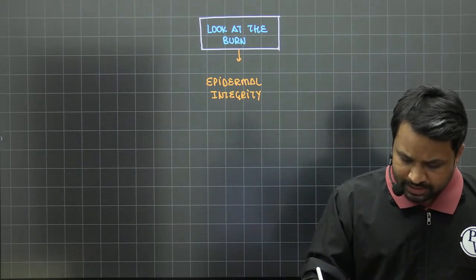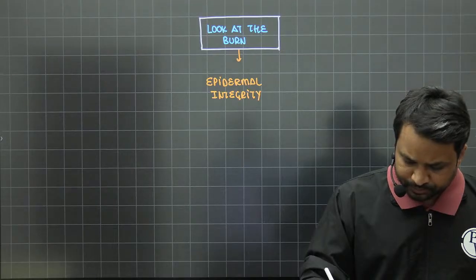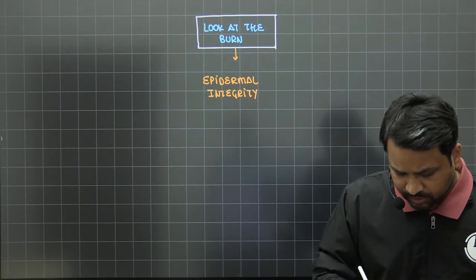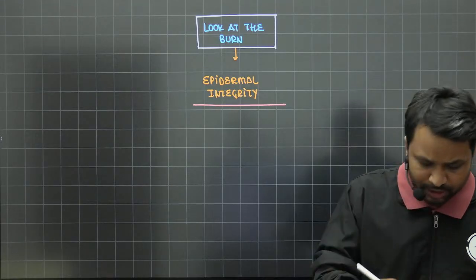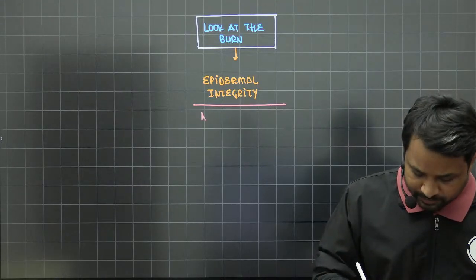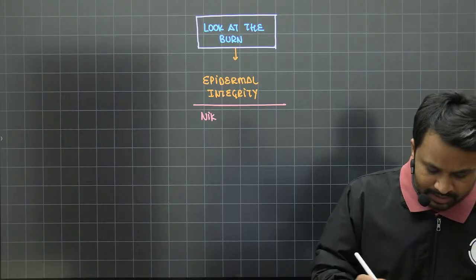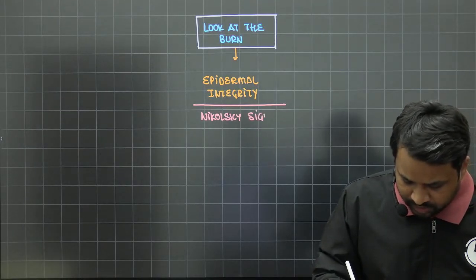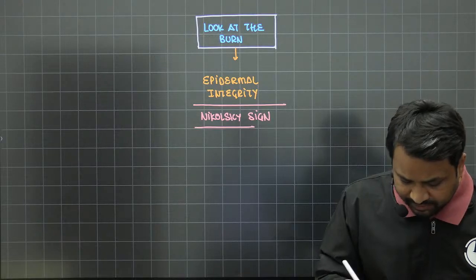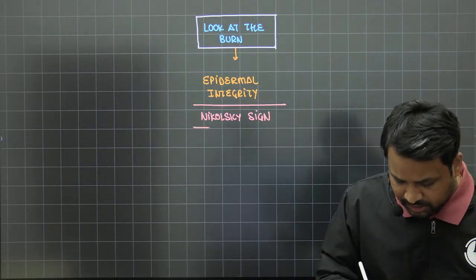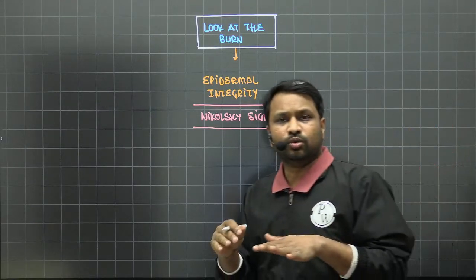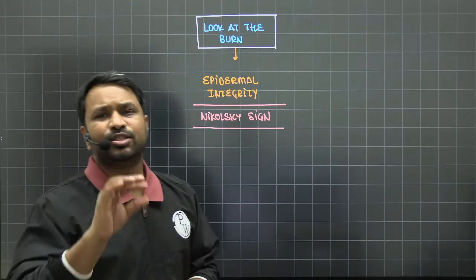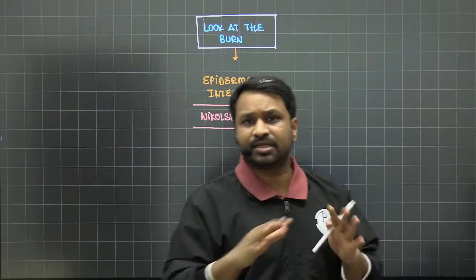In order to understand the epidermal integrity, we have a sign. ठीक है? Your dermat guys would have told you multiple times, so I'm just going to mention it across. There's something called as the Nikolsky sign. What is this Nikolsky sign? It is basically whether an epidermal separation is present or not. That means Nikolsky sign basically tells you that the superficial part of the epidermis has given away.